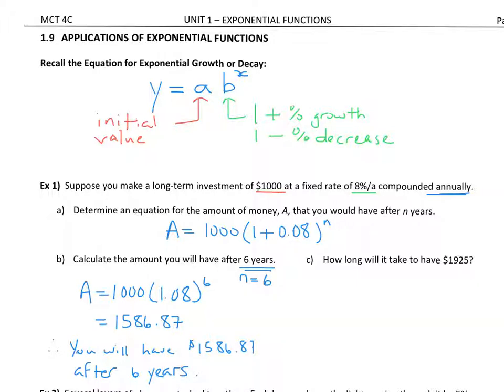Now, part C says, how long will it take to have the $1,925? Well, the 1,925, that is your A value. That's your capital A. The how long will it take? It's the n we don't know. It's what we're trying to solve for. And what we learned in our last lesson is how to use technology to solve for that exponent n. You could always use trial and error, like guess and check, to work out different values, but we could also use our Desmos and put that into Desmos.